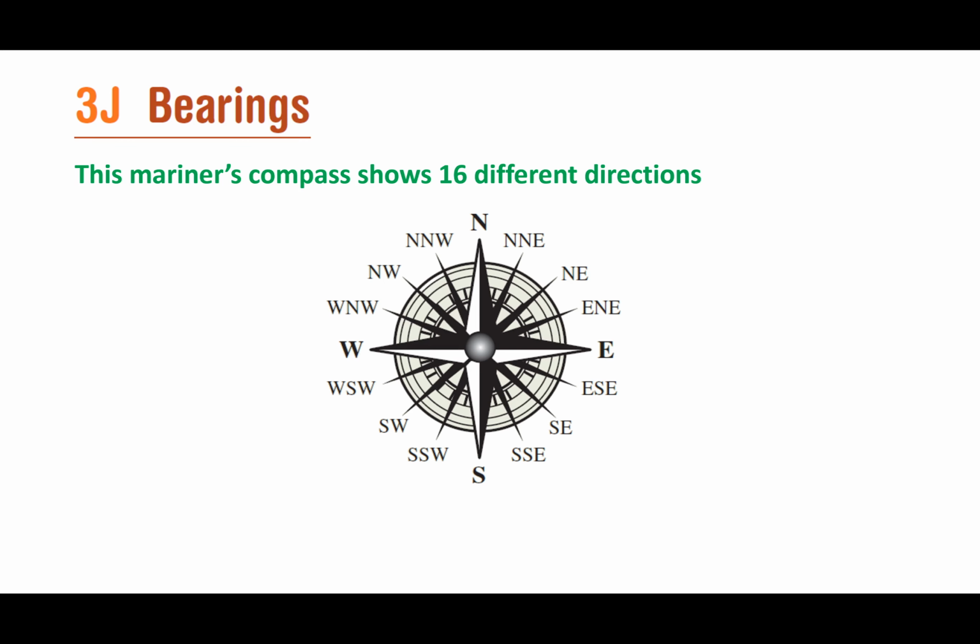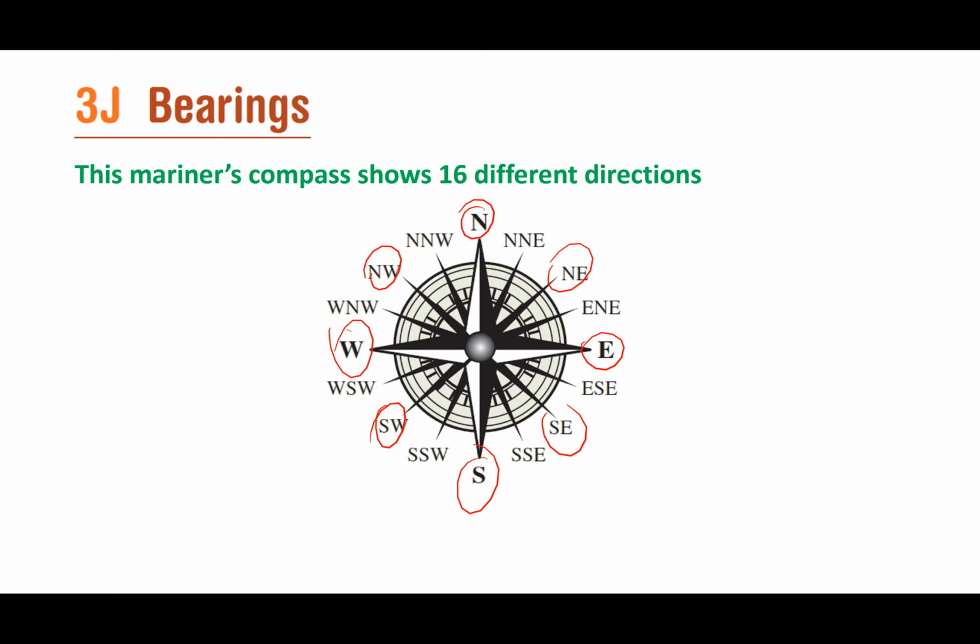This mariner's compass shows 16 different directions. You should be familiar with them: north, south, east, and west. Halfway between north and east is northeast, halfway between east and south is southeast, halfway between south and west is southwest, halfway between north and west is northwest. Okay, so that's 1, 2, 3, and 4. And 1, 2, 3, 4.